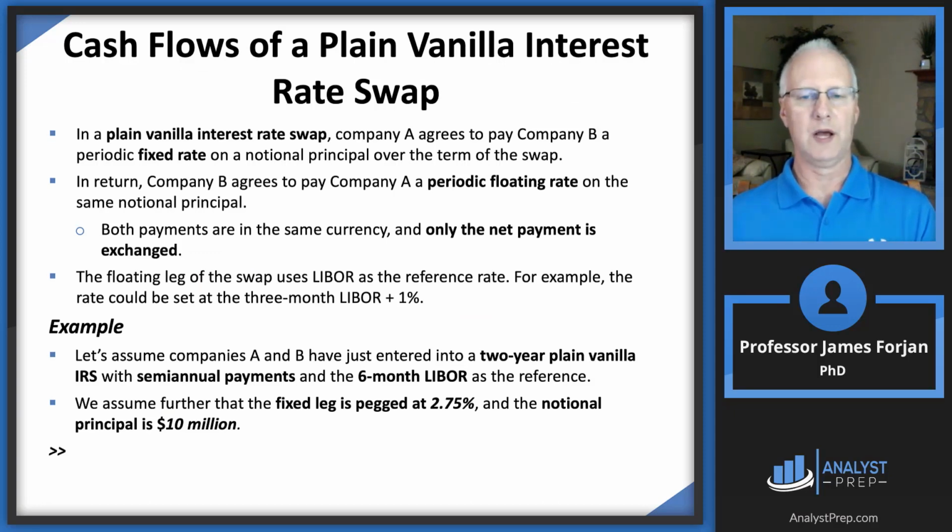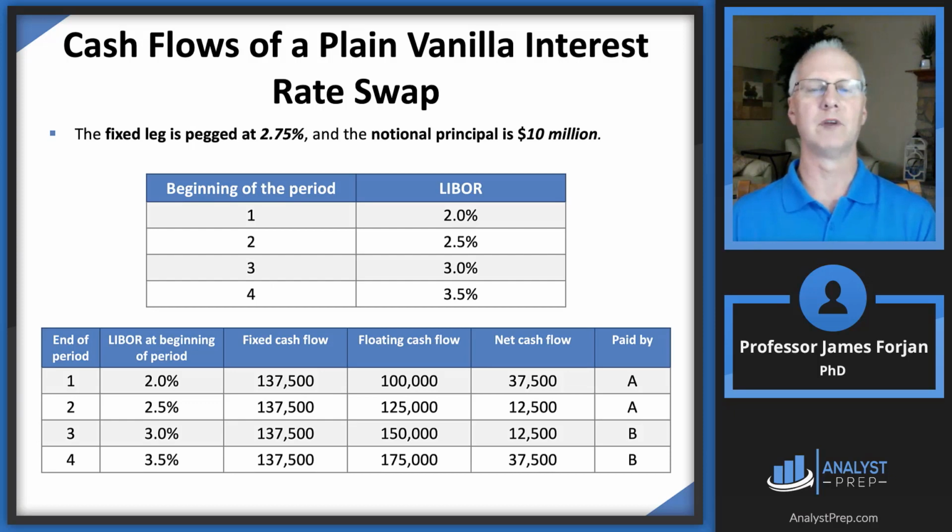Now let's do a quick example with some math. Let's suppose at the bottom there we're going to do a notional principal of 10 million, and we're going to do 6-month semi-annual payments over a 2-year plain vanilla interest rate swap. 6-month LIBOR is the reference rate, and the fixed rate is 2.75%. All right, so let's go ahead and work through the math here.